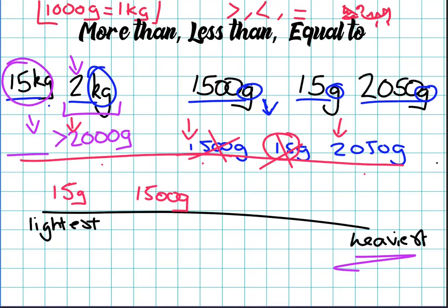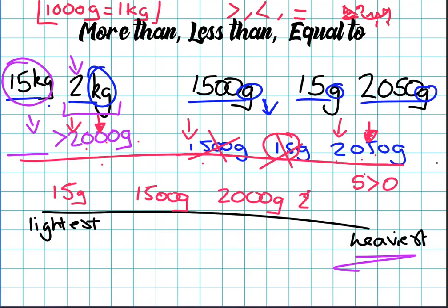I've then got 2,000 grams and 2,050 grams. Well, the only difference between them is this one has nothing in the tens, and this number has 5 in the tens. 5 is greater than 0, so the next number has to be 2,000 grams. That's a smaller number than 2,050.